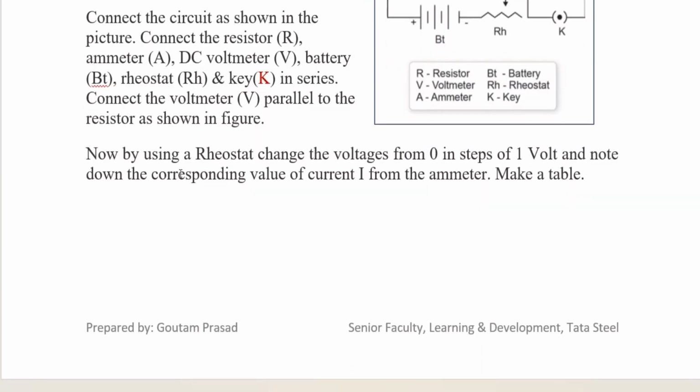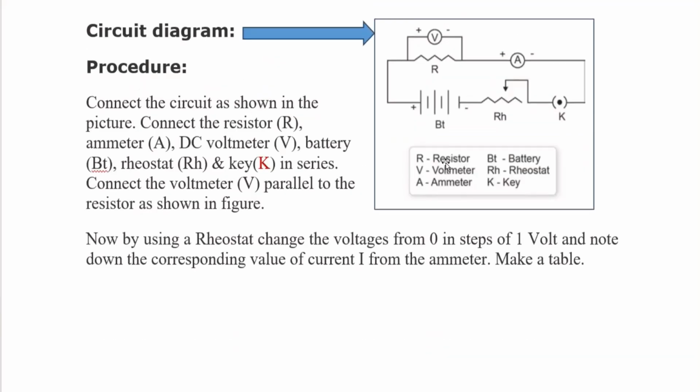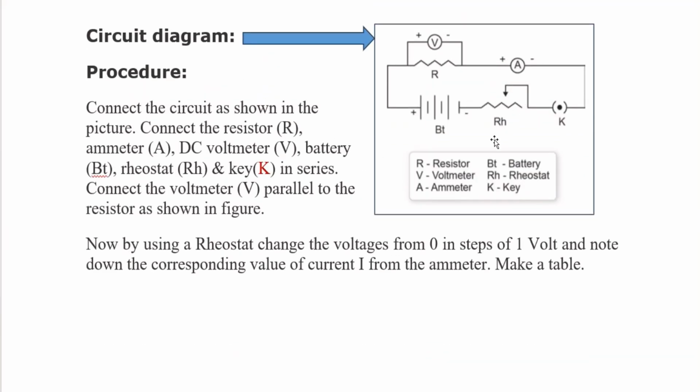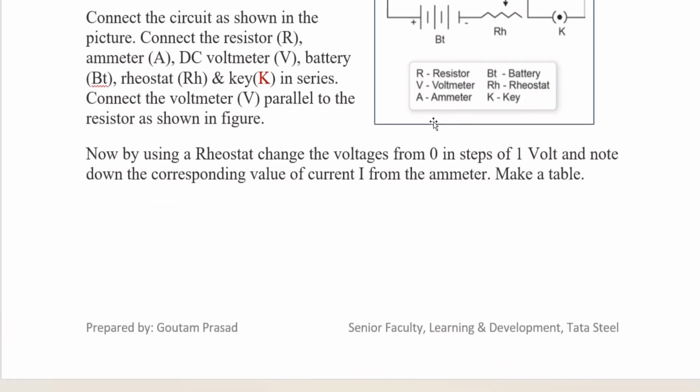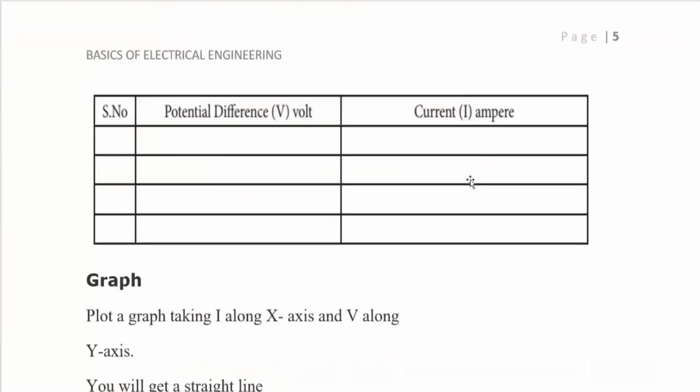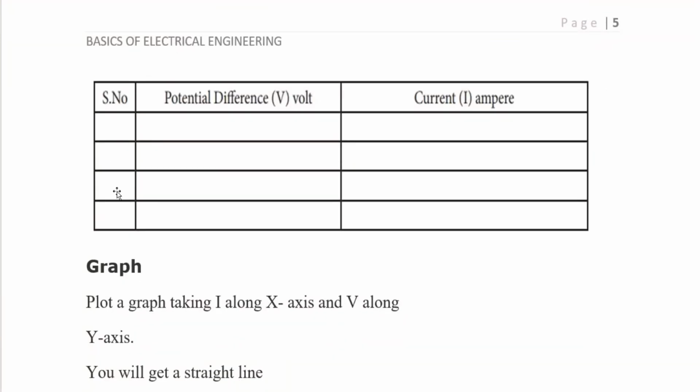Now by using the rheostat to change, here is your rheostat that you are changing, you have to adjust the voltage from 0 to 1 volt and note down the corresponding value of the current with the help of the ammeter. And you have to prepare a table like this. In the first column you have the serial number, then you have potential difference V and current in the next columns.